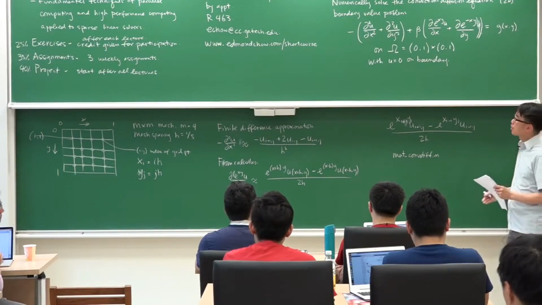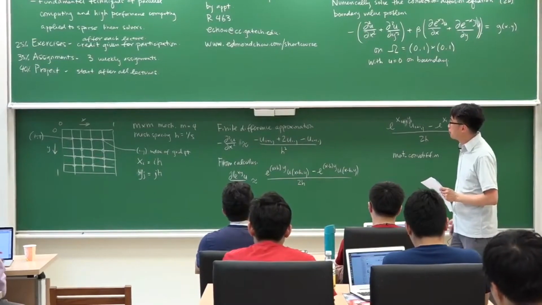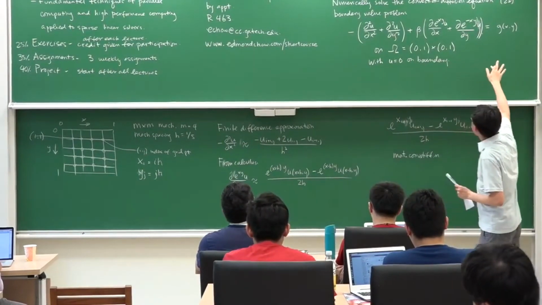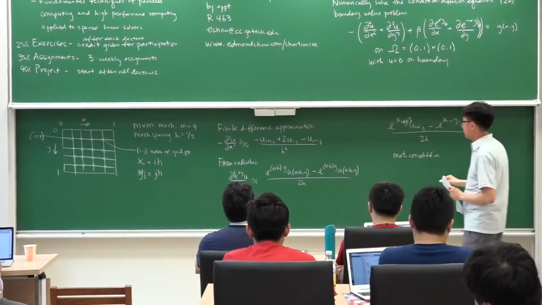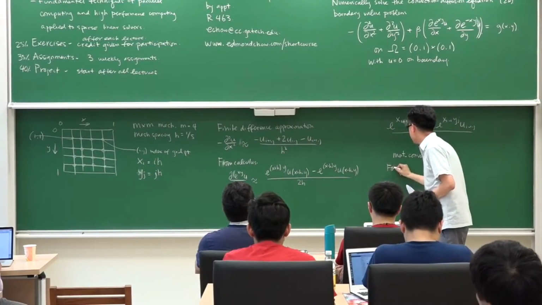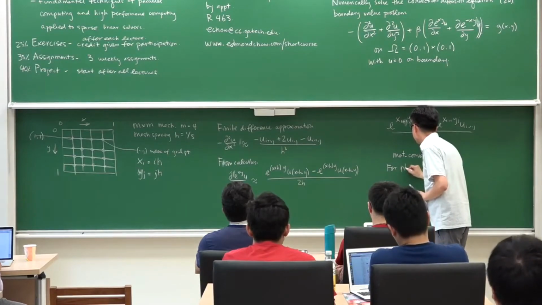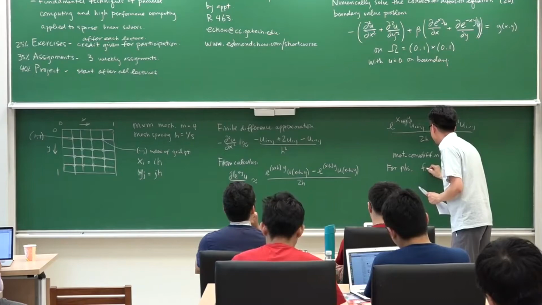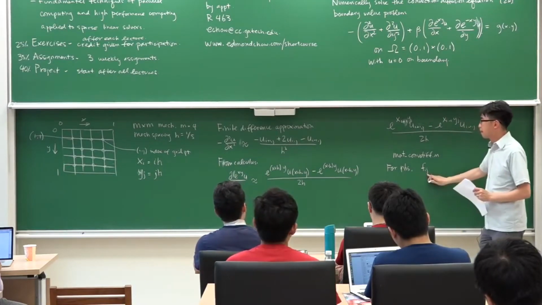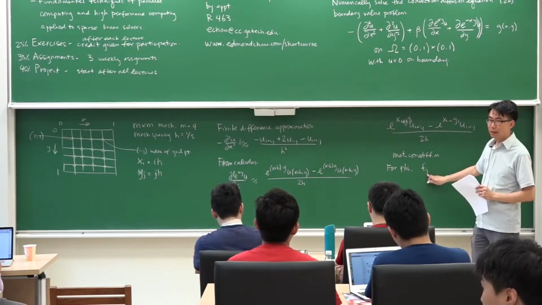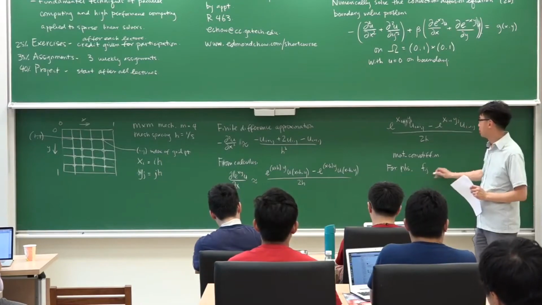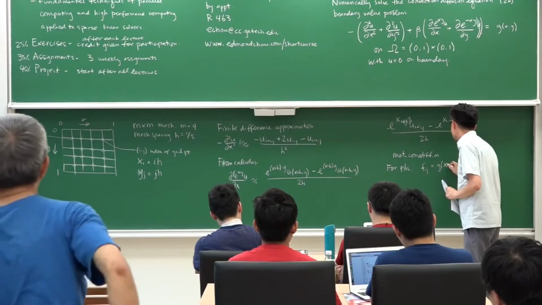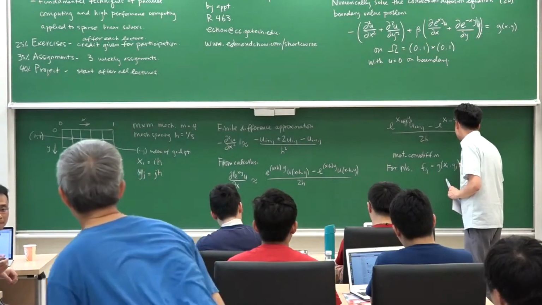This is the discretization of the left-hand side of this equation. We can also discretize the right-hand side. For the right-hand side, let's say we have F_ij, which is some value of the right-hand side at the ijth grid point. This is just equal to g evaluated at x_i, y_j.